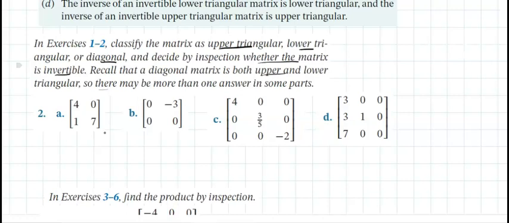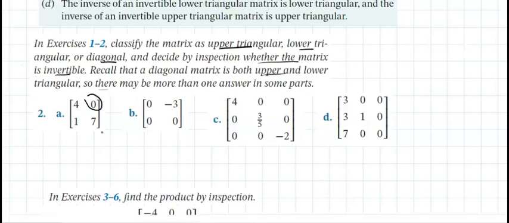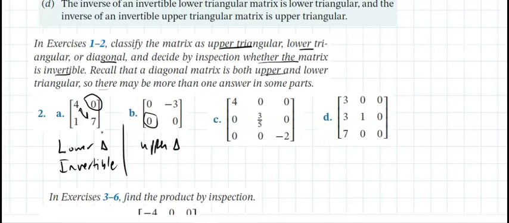That's why they were saying here, decide by inspection whether the matrix is invertible. So I'm looking at number 2. Since the zeros are up there, we say that's lower triangular, and it is invertible since none of the entries across the diagonal is 0. Here we have upper triangular, and we say this is not invertible because one of the entries is 0.